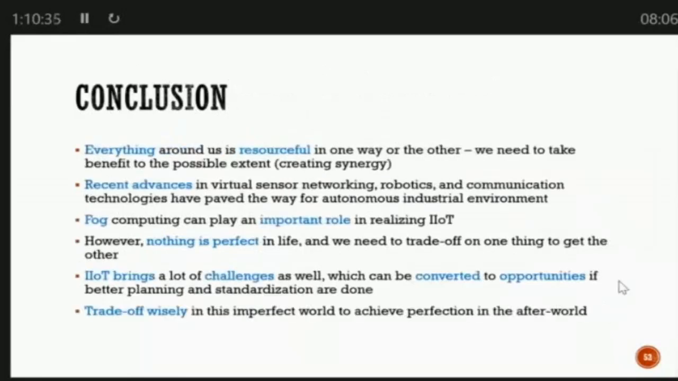So this is the conclusion of this presentation. We have resourceful things. We have advancement in different technologies. We are talking about IoT, so we can go towards industrial IoT very easily. But then there is a trade-off. We have all these challenges that we have discussed. It's a trade-off. You have to achieve one thing to compromise on another. You have to convert these challenges or these shortcomings into opportunities if you properly analyze these challenges and do your research on this. So this is how this industrial IoT can be achieved.